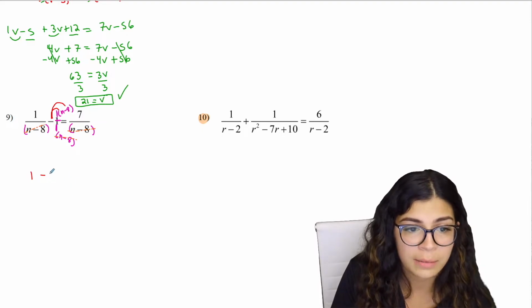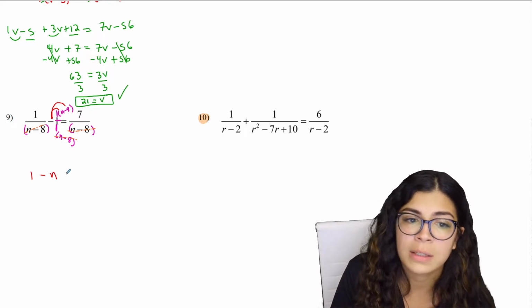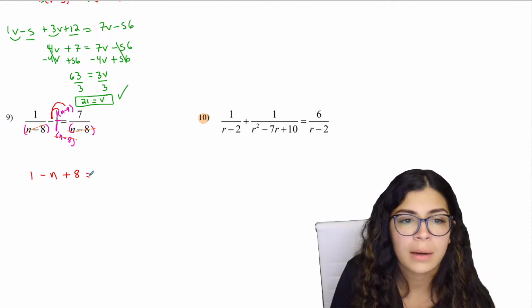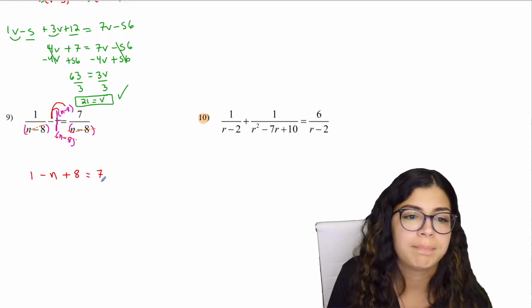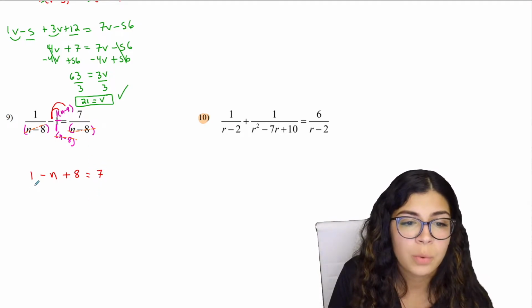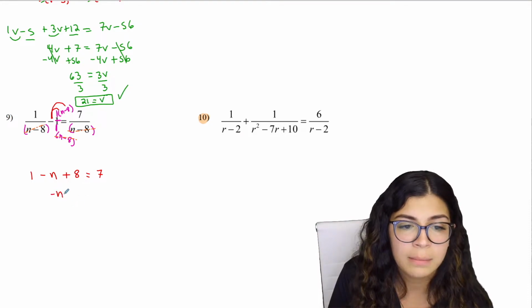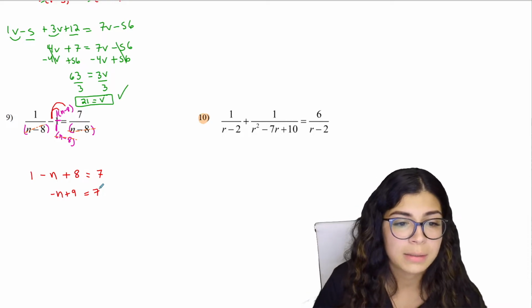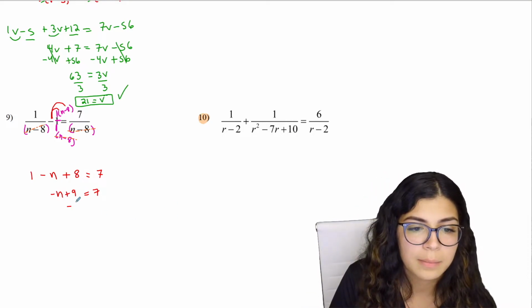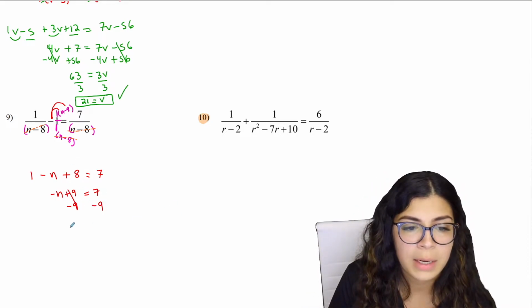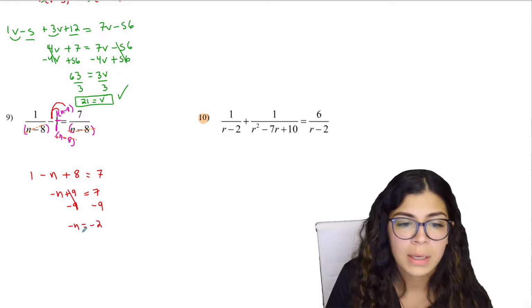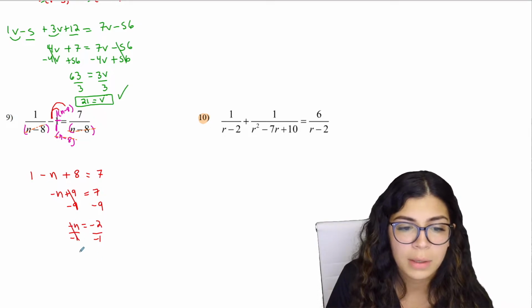So we end up with 1 minus, and I'll distribute the negative to both of those. Negative times n is negative n. Negative times negative 8 is positive 8. And on the right-hand side is just 7. Combining like terms, 1 plus 8 is 9. And I can bring over the 9 by subtracting it on both sides. So we end up with negative n equals negative 2. And divide by negative 1 to get rid of the negative, n equals 2.